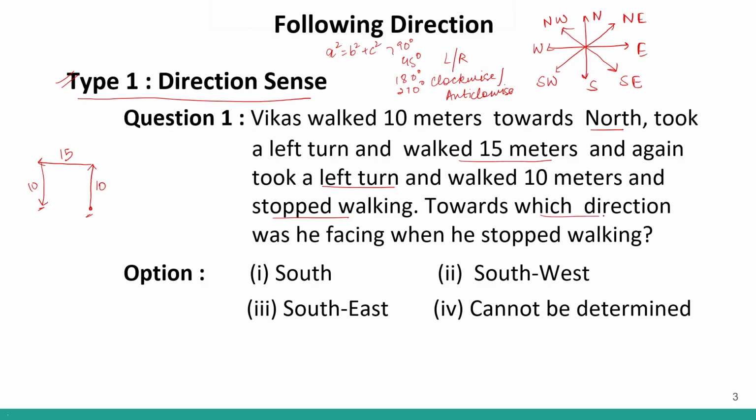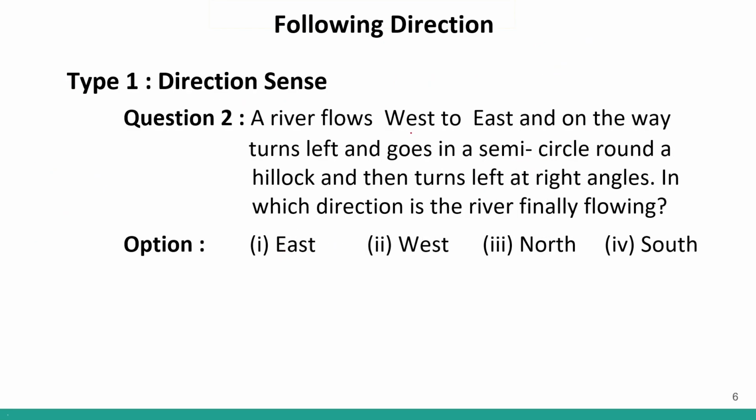Towards which direction was he facing when he stopped walking? So he was facing, definitely he was facing this direction when he stopped walking. And what is this direction called? This direction is the south direction. Hence our answer will be option number 1, south. Easy?